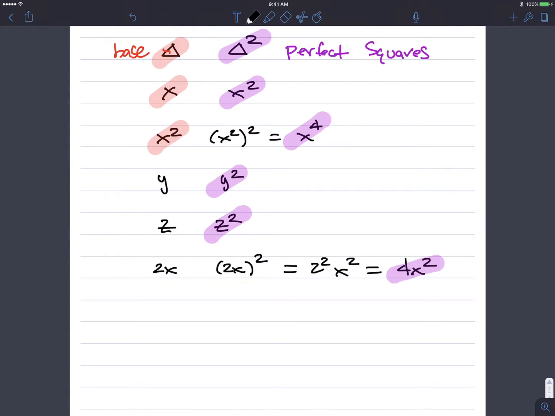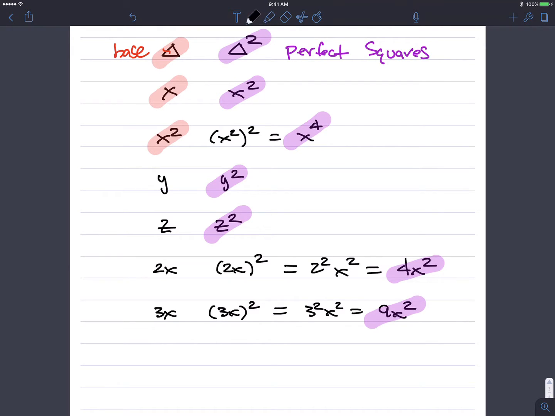So let's generate these. Let's take now 3x. What do we do with that? Take 3x, raise it to the second power. We're going to use our properties here, which is 3 squared x squared, which gives us 9x squared. What is 9x squared known as? A perfect square. Do you guys start to see the pattern here with this?